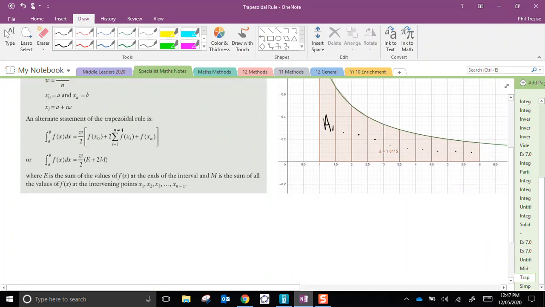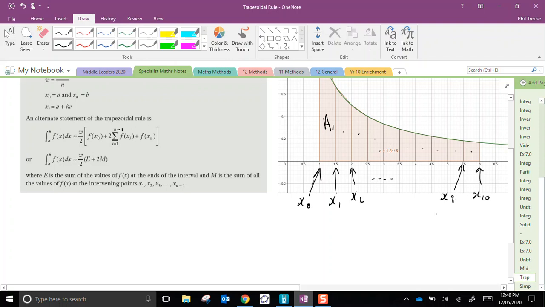Just before we get too far into this, let's remember that the first value here is designated x0, this one x1, x2, and so on. In our case, where we've used 10 of these strips, that one's x9 and the last one is x10. More generally, this would be xn minus 1 and this one would be xn.